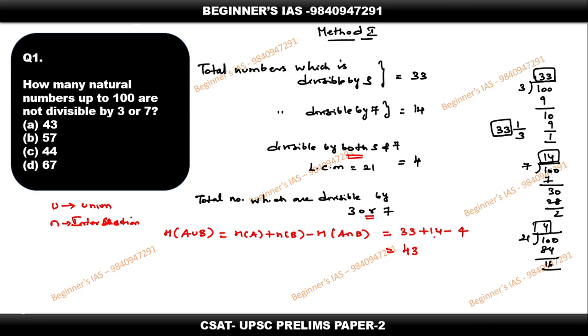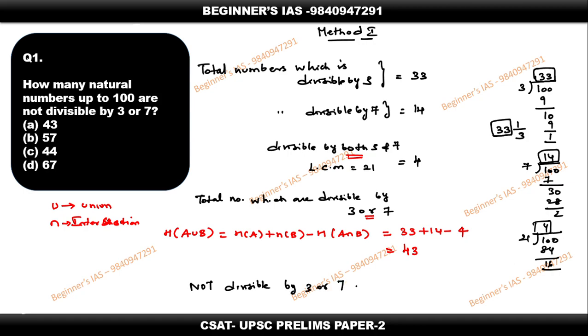So be sure that this is the answer for how many natural numbers up to 100 are divisible by 3 or 7. See the options, 43. By mistake, you may choose 43 as the answer. If you do that, that is wrong. Why is it wrong? We need to identify the natural numbers up to 100 not divisible by 3 or 7.